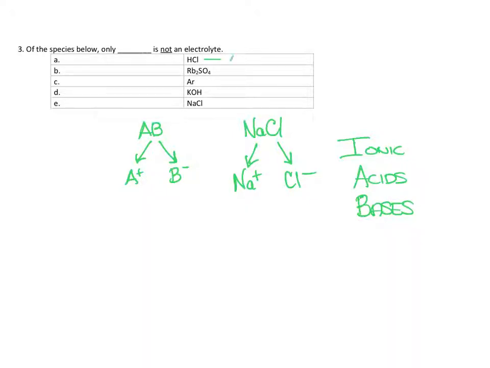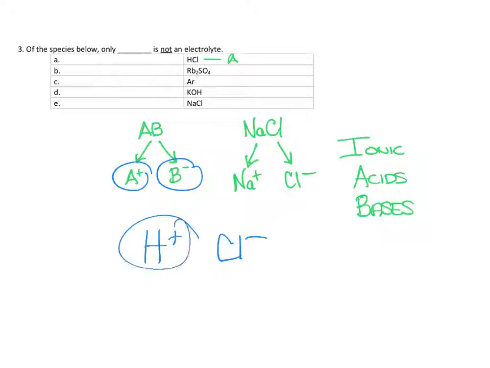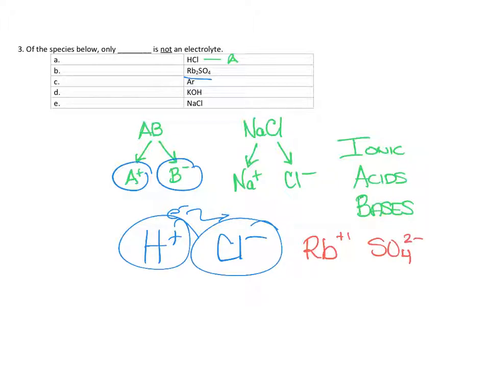So HCl, that's an acid. It's going to separate into a proton and a chloride ion. So that is an electrolyte. It will give ions that when in solution will allow the electrons to flow and will light up a light bulb, for instance. Rubidium sulfate is the next one. Looks kind of crazy, but you've got a metal with your rubidium. And then you have sulfate, which is a polyatomic ion. So again, you've got an ionic compound. Ionic compounds separate into ions when put into water. So that is an electrolyte.